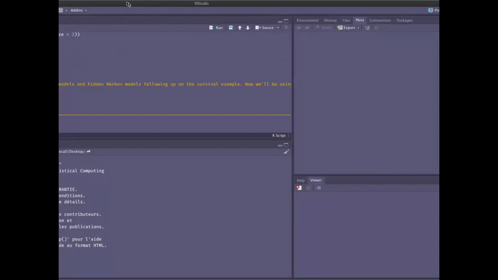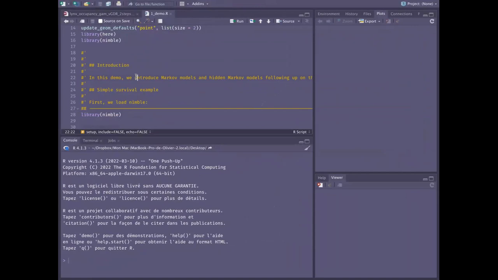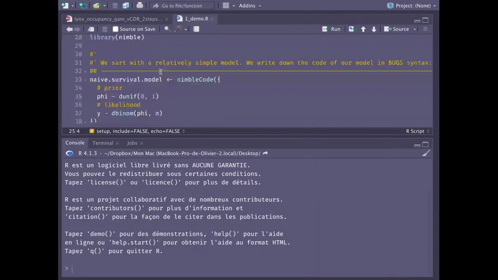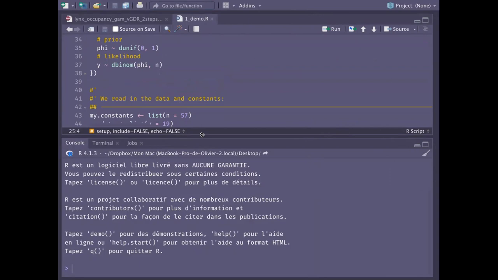Okay, I'm opening RStudio. I'm going to increase the font size. Can you see it? Anyone? Can you see my RStudio? Yes, it's okay. It's perfect. Thank you very much.